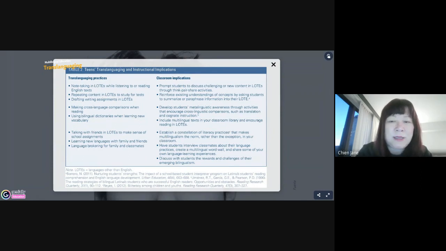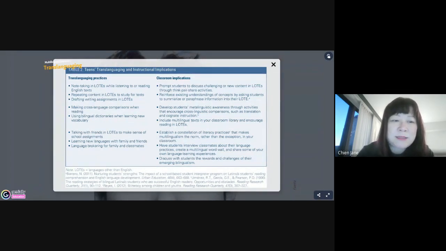comparisons when reading. You can compare two different languages, your home language and English, and that's what grammar translation method teachers do. They are aware of cross-language comparisons. They know that this might be an area where your students might make mistakes. Okay, using bilingual dictionaries when learning new vocabulary, that's a translanguaging practice as well.